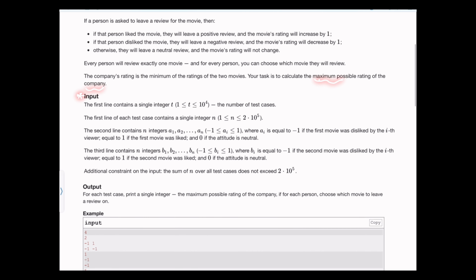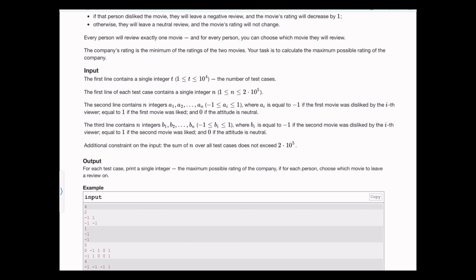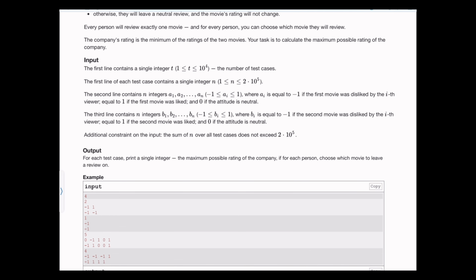So this is the input. The first line is the number of test cases. The next line contains an integer n, the number of people we are going to ask for a review. The following line contains n integers a1, a2 up until an, which show the attitude of people towards the first movie. It could be -1 if they disliked the movie, 0 if the attitude is neutral, and 1 if they liked the movie. Similarly, for the second movie, b, it is the same: -1, 0, or 1.